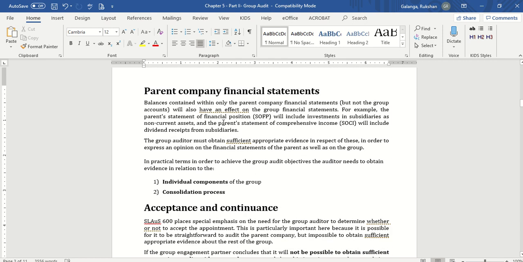Okay. So as the group auditor, he should be concerned about those factors as well, which are represented in the individual financial statements. Other than that, in practical terms, this is very important: in order to achieve the group audit objectives, the auditor needs to obtain evidence in relation to the individual components of the group as well as the consolidation process. These are two very important terms included in the standard. As the group auditor, you should know about your individual components as well as the consolidation process. We'll learn about those things.